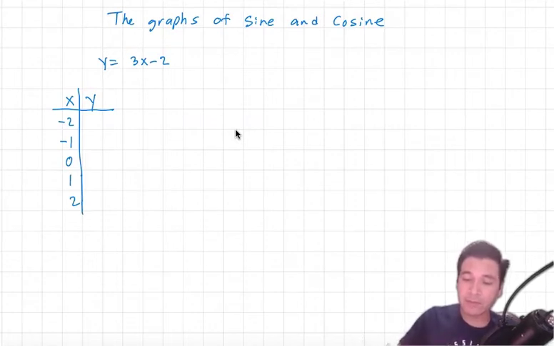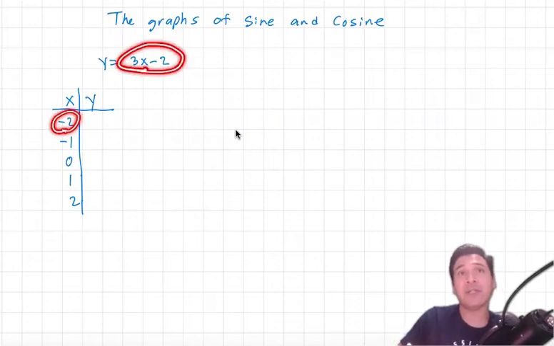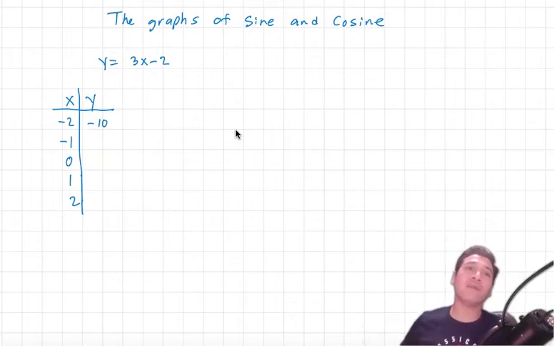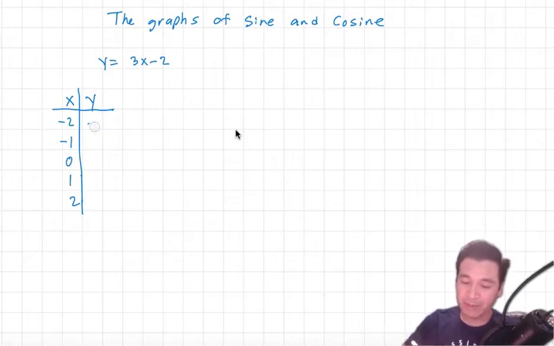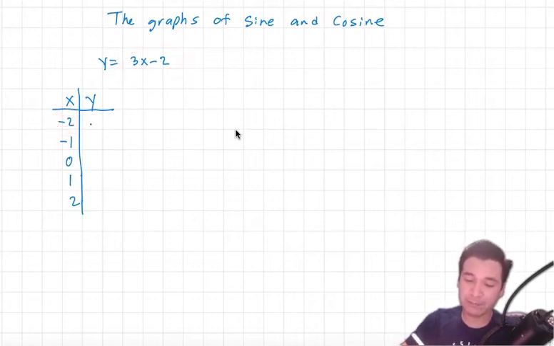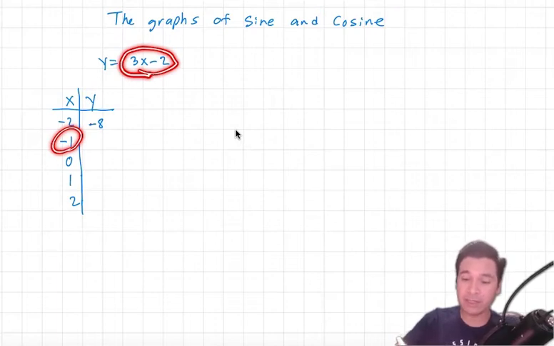So if I plug in x equals -2 into this equation here, we're going to get -6 minus 2, that gives us -8. Alright, now let's plug in -1. So if we plug in -1, it's going to be -3 minus 2, -5.